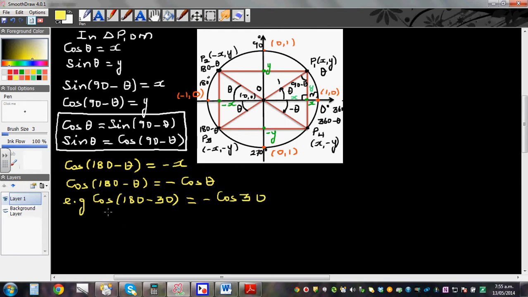Okay, so what does this mean? Cos of 150 is equal to minus cos 30. Okay, so cos 30, I hope you know, cos 30 is root 3 over 2, so this is minus root 3 over 2. So let me show this on your calculator, it will be minus 0.86, in 2 dp.